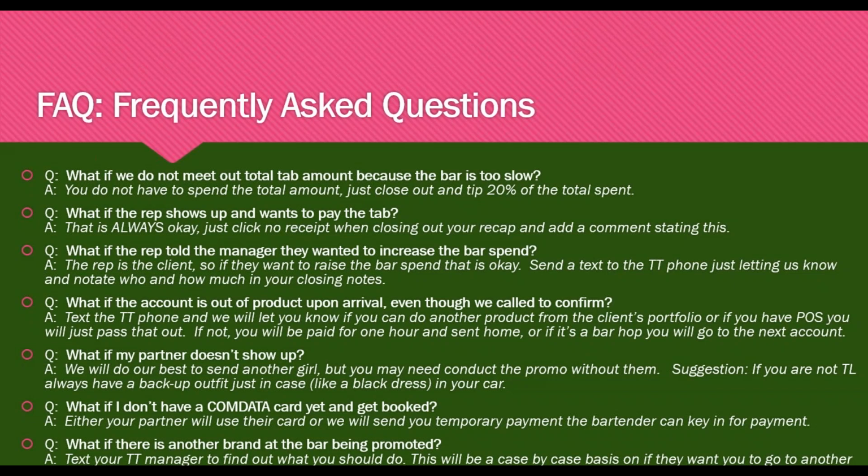If there's another brand at the bar being promoted when you arrive, again, just text the Talent Tree line. That phone number again is 469-888-0220. Let us know what's happening. It is a case-by-case basis. So like I said, communication is key whenever you run into issues. So just let us know what's going on.